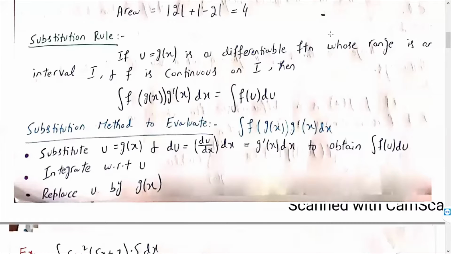Before starting the substitution method, let's recall the fundamental theorem of calculus, which says that a definite integral of a continuous function can be computed directly if we can find an antiderivative of the function. In exercise 4.8, we defined the indefinite integral of a function f with respect to x as the set of all antiderivatives of the function, which was symbolized by integral f of x dx.